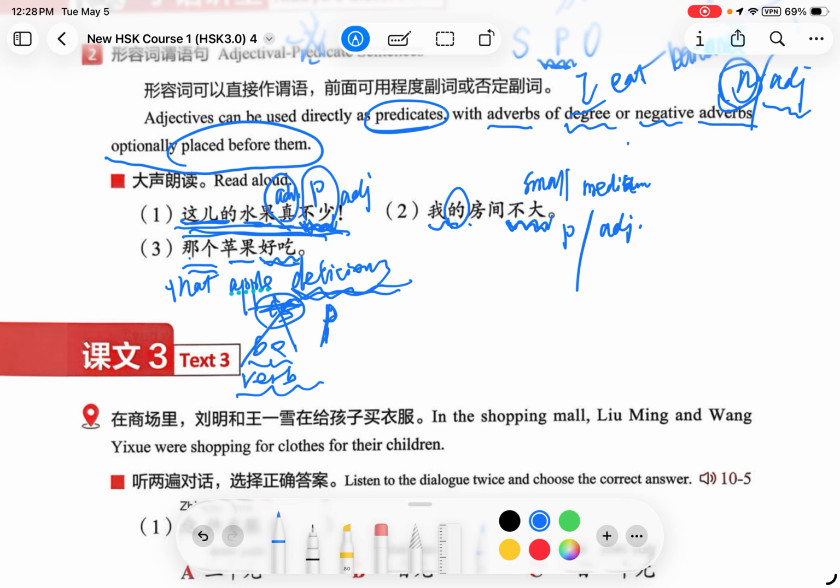So 那个苹果好吃。How to say that fruit, that apple is not delicious? How to negate 好吃? How to negate an adjective? 不好吃 right? 不好吃。好吃不好吃 so 不 means negating.